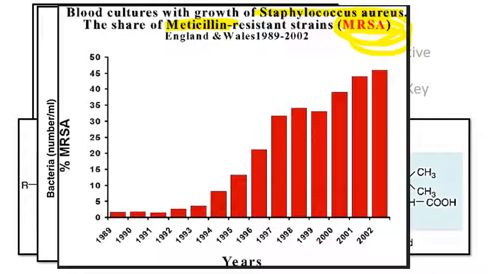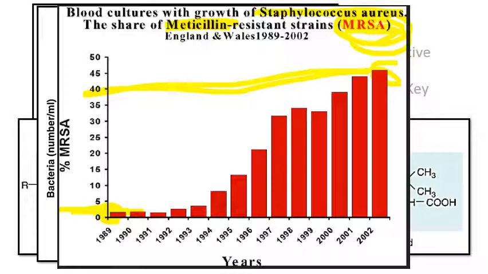Okay, so this graph shows you that way back in 1989, every time somebody gets a Staph aureus infection, they go to the hospital, and they test to see if it's resistant to methicillin. Back in 1989, only about 2% of the Staph aureus infections were resistant to methicillin. Look at it in 2002, it's nearly 40%. I don't know what it is now. I think it's up around 60% or something like that. And when it gets to 100%, then we're really in trouble, aren't we?